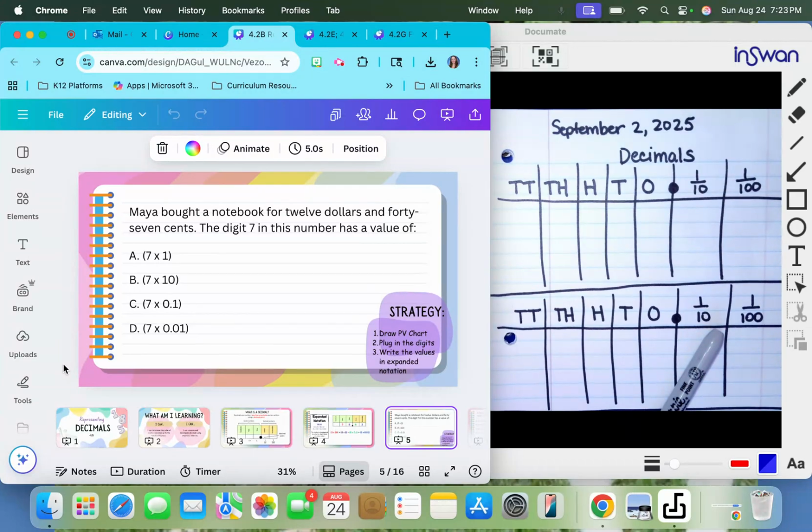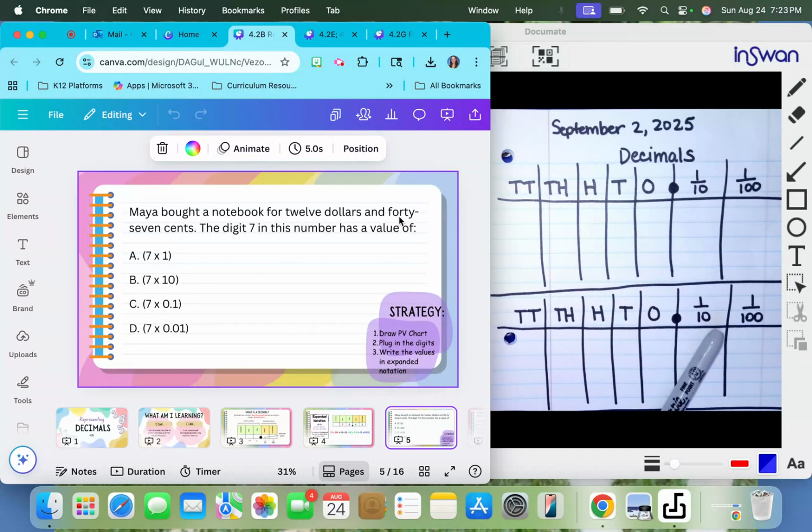Maya bought a notebook for $12.47. The digit 7 in this number has a value of what? Well, first off, we notice that we see our number written in what type of form? Word form. Good job. And so we've got to figure out how to represent this in standard form and put it in our place value chart, because our strategy says draw a place value chart and plug in our digits.